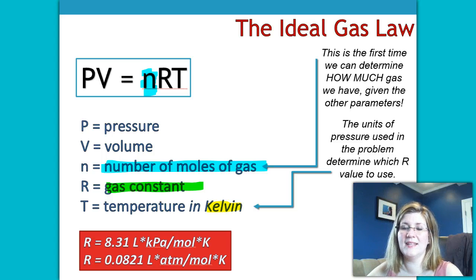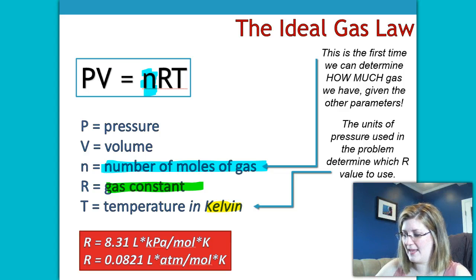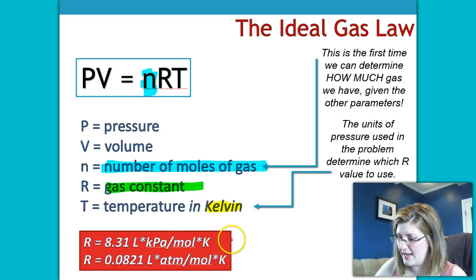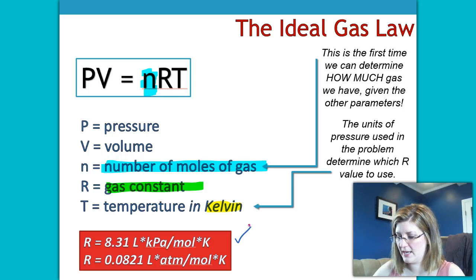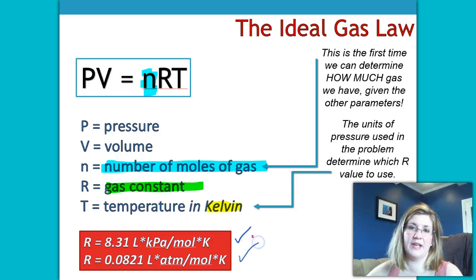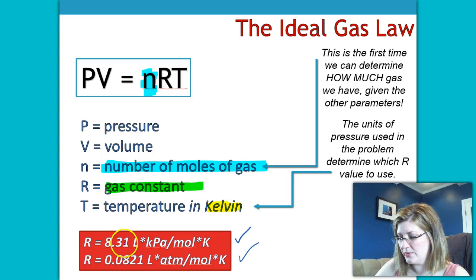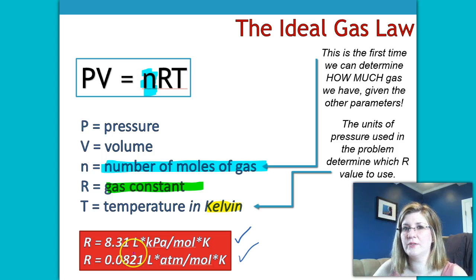It's only used in this particular gas equation. It's a number, and as you can see below on this slide, it can be either 8.31 liter kilopascals per mole Kelvin, or it can be 0.0821 liter ATM per mole Kelvin. Those units are very, very important because those two numbers are 2 orders of magnitude apart.